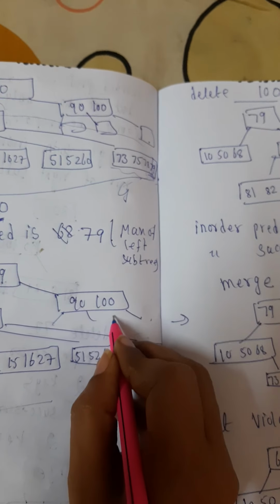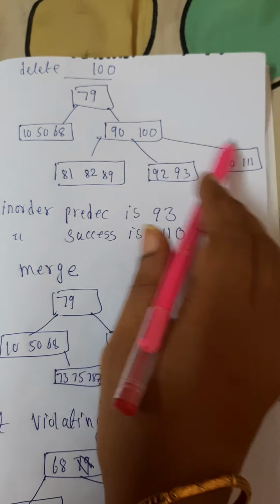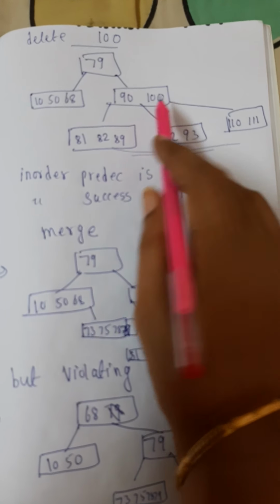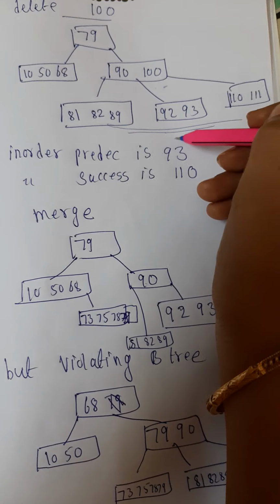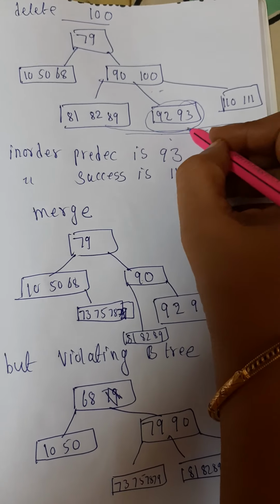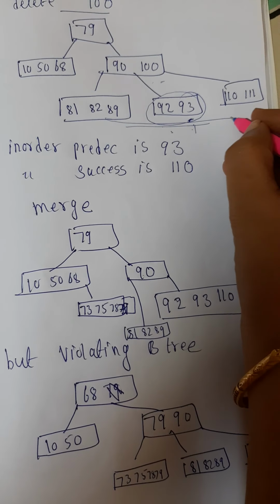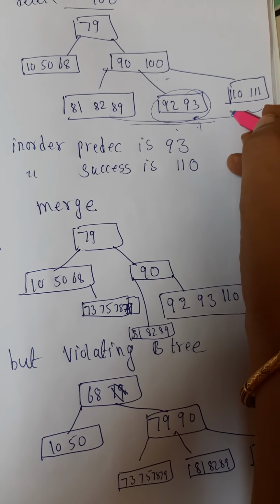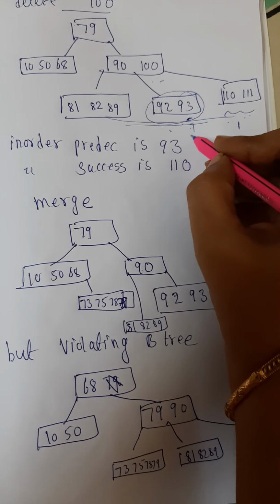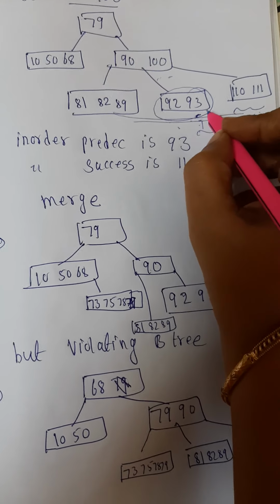Now the next case: I want to delete 100. This is a continuation, and since I am deleting 100, I have taken this tree. When I want to delete 100, we have to check the in order predecessor. What is the in order predecessor? 93. But if you delete 93, it will become 1, and if you go with the successor, the minimum is 110 and again it will have 1. So it will violate the property. Since it violates the property, you have to go with the merge, and this 100 should come down, and you delete it.